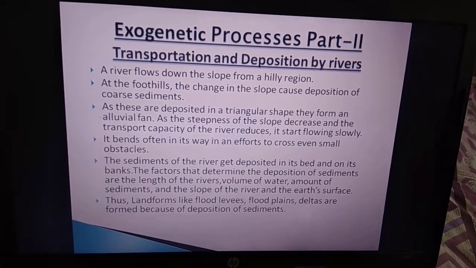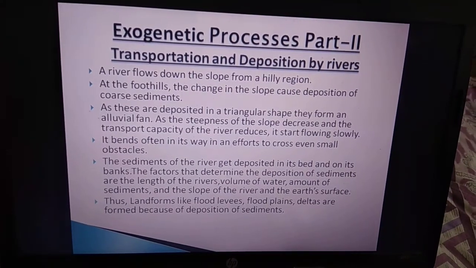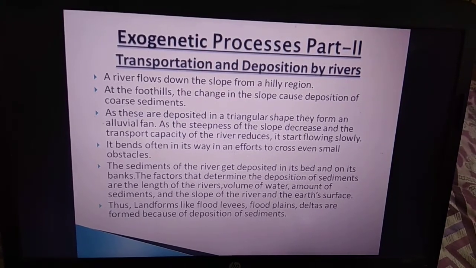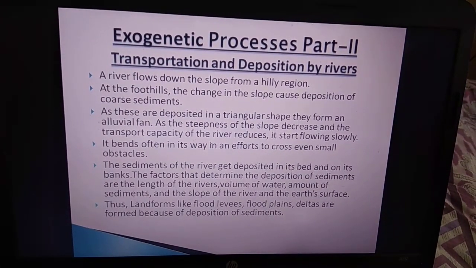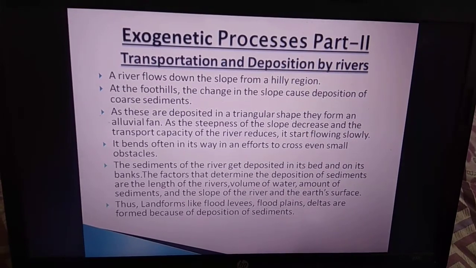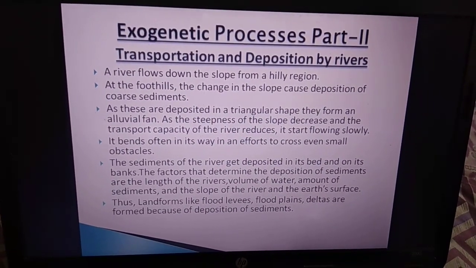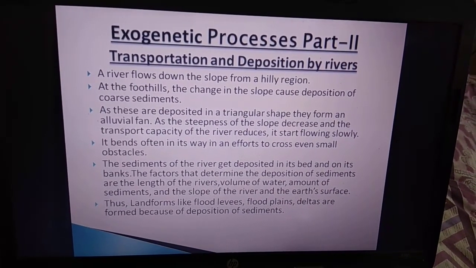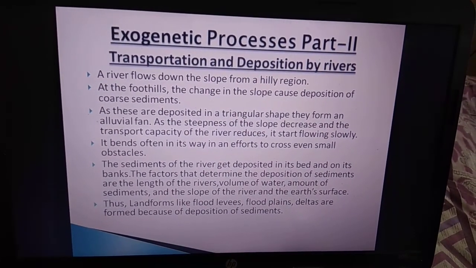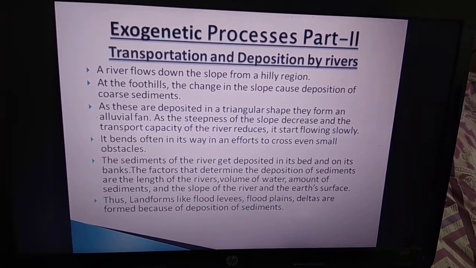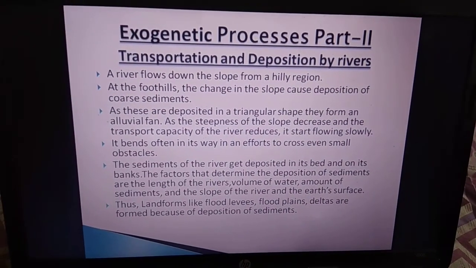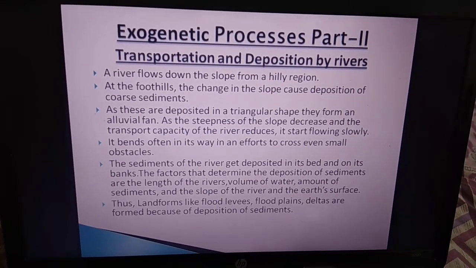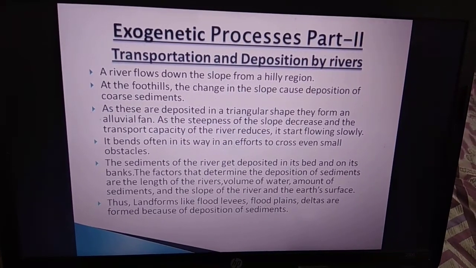Fourth point, it bends often on its way in an effort to cross even small obstacles. Fifth point, the sediments of the river get deposited in its bed and on its bank. The factors that determine the deposition of sediment are the length of the river, volume of water, amount of sediment and the slope of the river and the earth's surface. Sixth point, thus landforms like flood levees, flood plains and deltas are formed because of deposition.